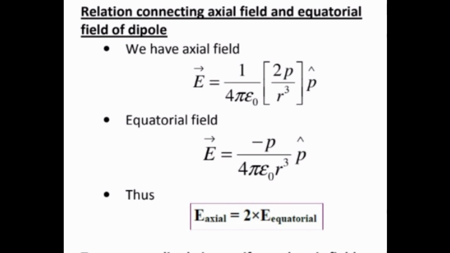So when we write it as a vector, in the case of the equatorial field, it is E equal to minus p by 4 pi epsilon 0 r cube into p cap. So from these two equations, what can we understand? The electric field along the axial line is equal to twice the electric field along the equatorial line, that is, E axial will be equal to 2 into the electric field along the equatorial line. This is the relation connecting the axial field and equatorial field of an electric dipole.